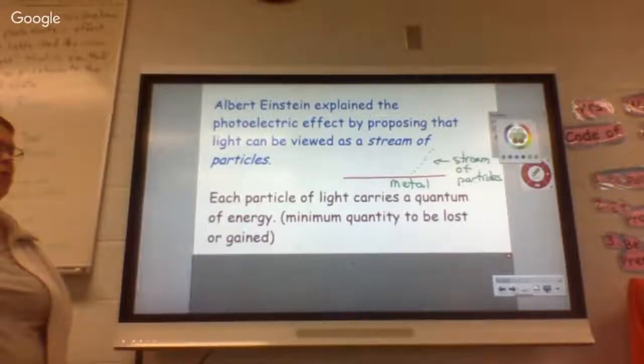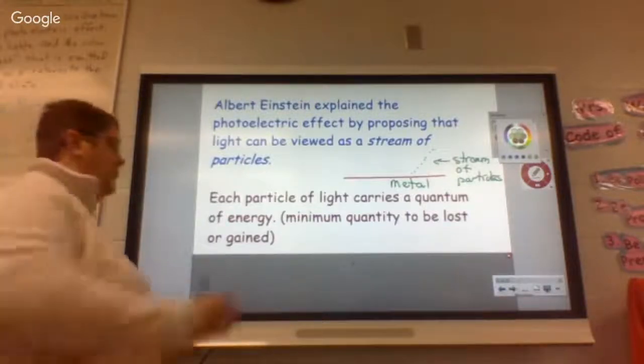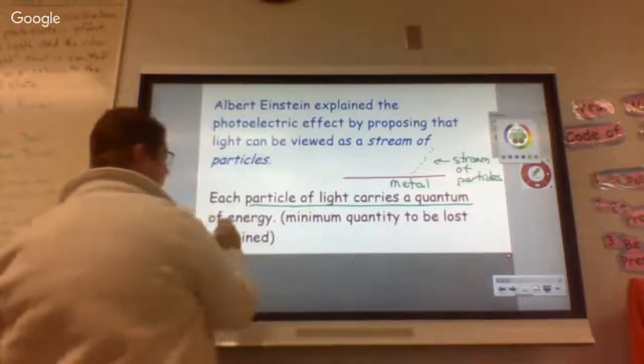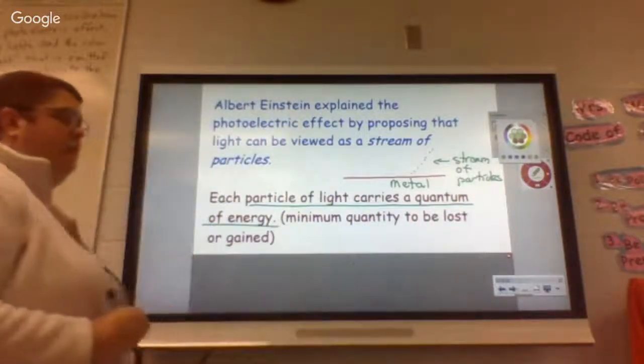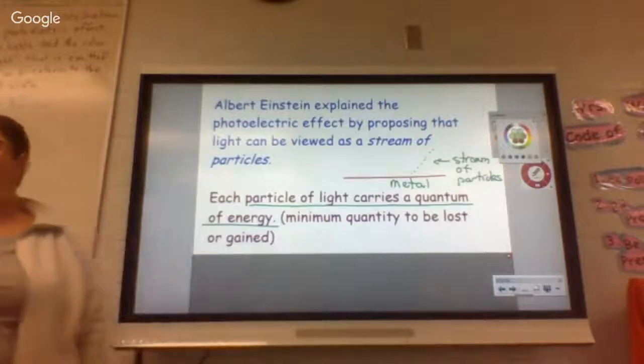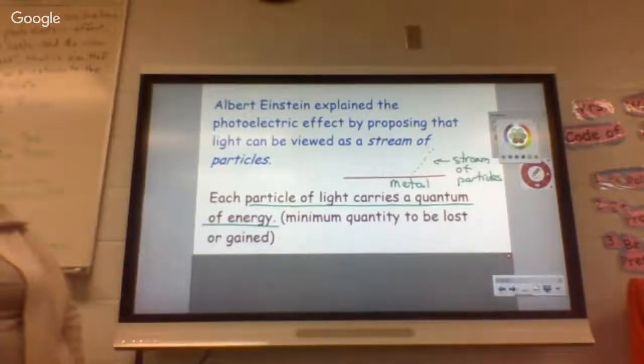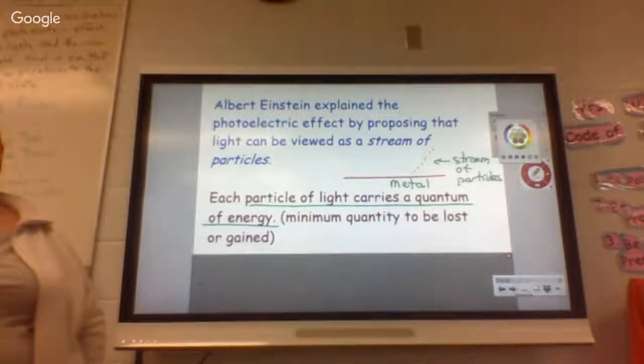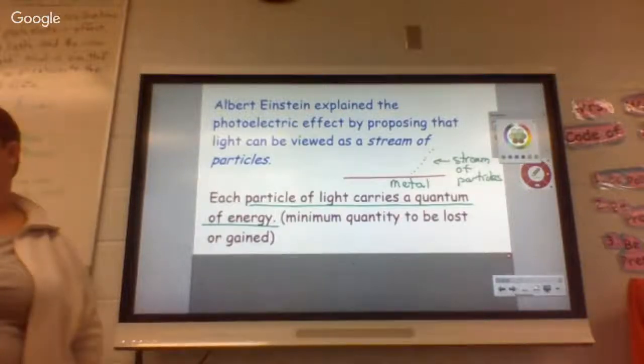So each of those particles now, according to Max Planck, carries a what? Each particle has to carry a quantum of energy. Now, if it carries a quantum of energy, it can do what? It can knock out an electron.